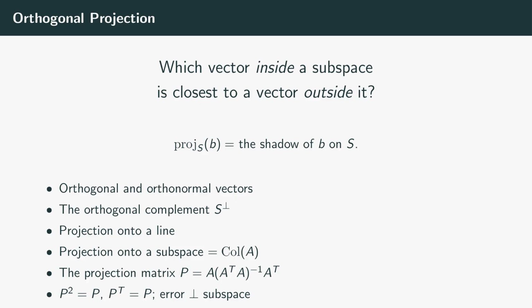We'll build it in stages. First, we define orthogonal and orthonormal vectors, and the orthogonal complement of a subspace. Then, we project onto a single line. Then onto a whole subspace, which we'll describe as the column space of a matrix A. That gives us a single matrix, the projection matrix, that does the projecting for us. We'll prove its two signature properties and see why the leftover error always points perpendicular to the subspace. Let's begin.